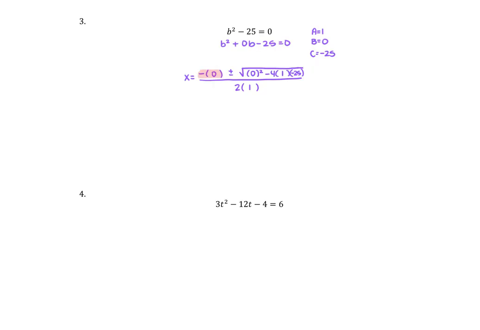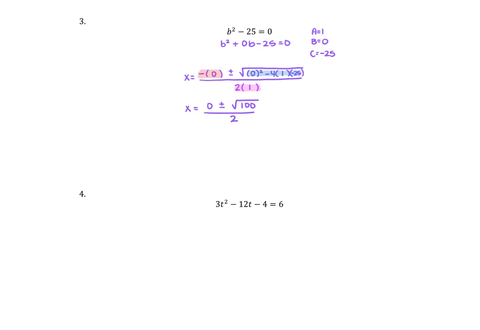First, we have a negative 0. Well, that's not a thing. And we don't technically even need 0. If you want to leave it there, that's fine, but you don't really need it there. Then I'm going to do the part underneath the radical, and I'm going to type it in my calculator to get the answer of 100. And then I'm going to do my denominator, and I get 2.